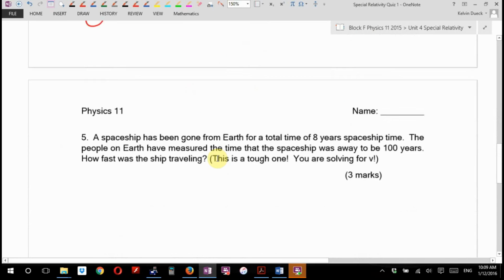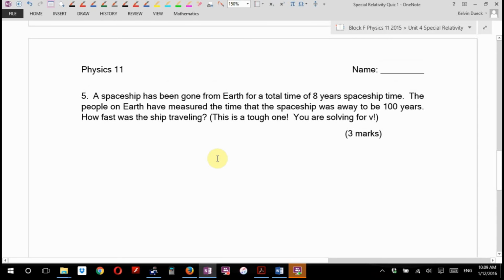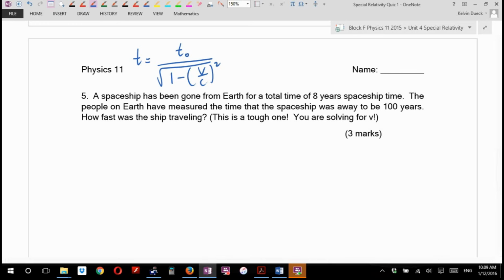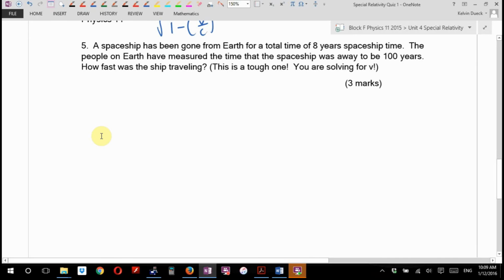And then we turn the page and this one got tough. You're solving for V. You know what? I don't remember the equation. I'm going to have to rederive it. It was this. You'd move that over. You'd divide by that. You'd square both sides. It's going to be 1 minus T0 squared over T squared. I'll do this the long way. And if you use the shortcut equation, because I did tell you to write it down, you'll get full marks anyways. The long way would look like this.